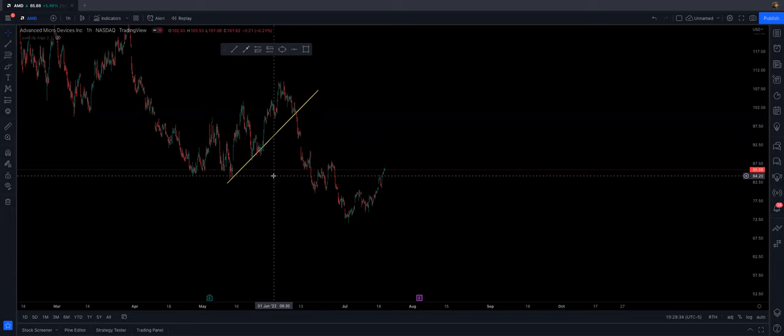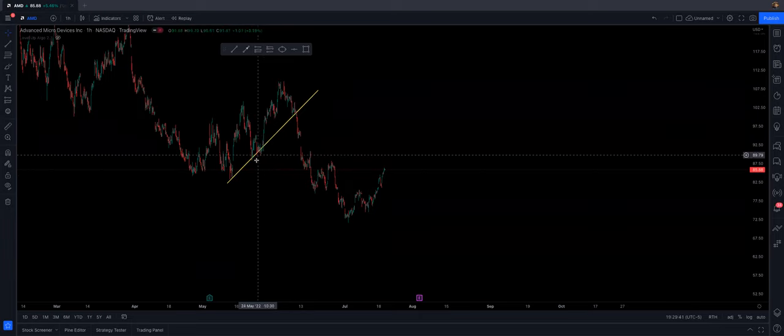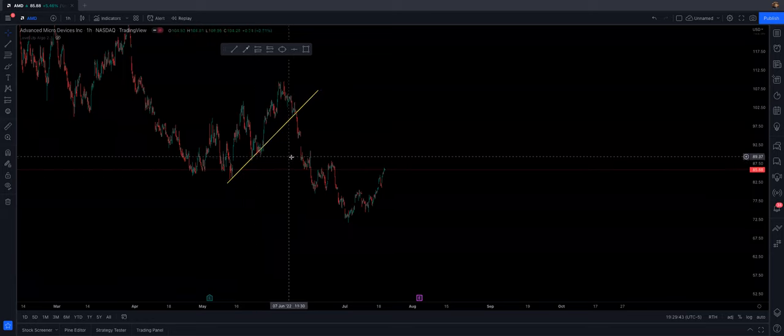Now, I'm going to give y'all a little hidden gem right here. If you did your support and resistance correctly, your levels, like these levels right here, where the trend line bounced on the way down, should be the same levels going away.